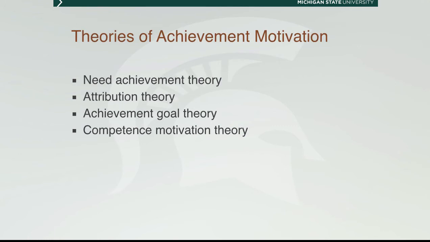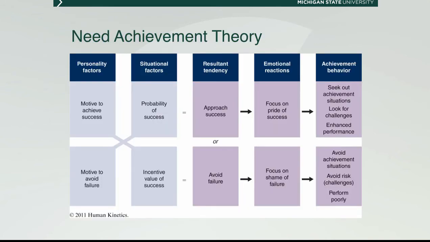So what are some of the theories of achievement motivation? We've got need achievement theory, so NAT, attribution theory, achievement goal theory, and competence motivation theory. Need achievement theory looks kind of complex. This is a table in your textbook, but basically what we want to look at is this first component here where we're talking about personality factors and situational factors.